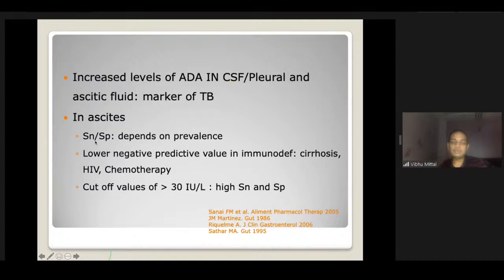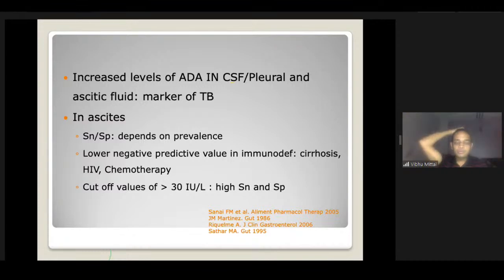In ascites, the sensitivity and specificity of this test would depend on prevalence. So the values would be different in, say, the US and Europe versus what they are in India. There would be lower negative predictive value in immunodeficiency. So as I said, this is a marker of T cell proliferation and differentiation. So in individuals who have cirrhosis, HIV, chemotherapy, etc., the ADA levels might be falsely negative. And you cannot say in a cirrhotic patient with an ADA of 18, no, this is not tuberculosis because the ADA is low.